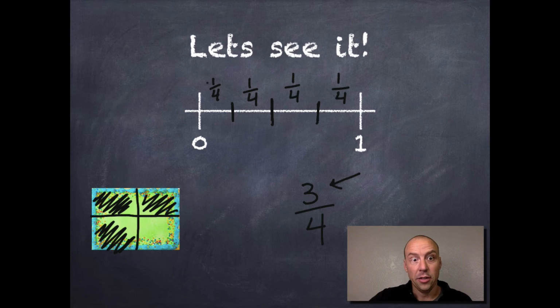3/4. So I can't stop on the number line here at 1/4. Well, then I can't stop here at 2/4. I have to go all the way over here to the 3/4. See how as I travel, I passed 1/4, 2/4, and now 3/4, and then I label it 3/4. Get it? It's not so bad, right?